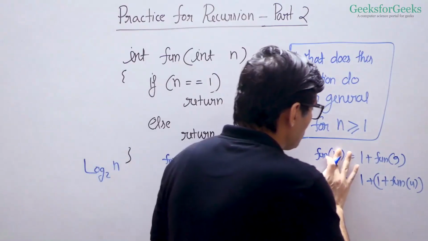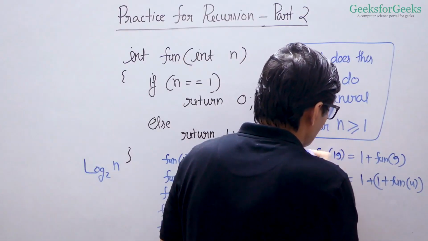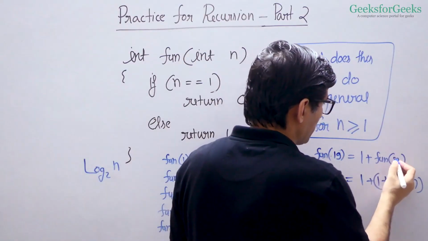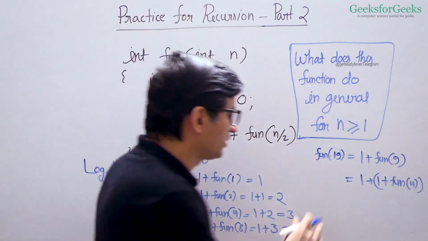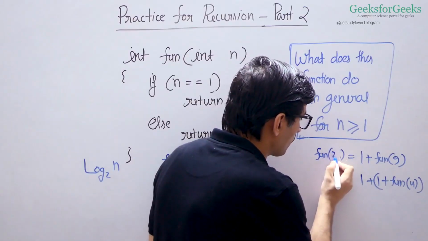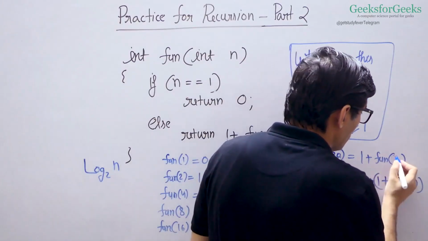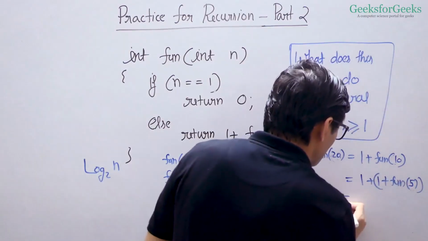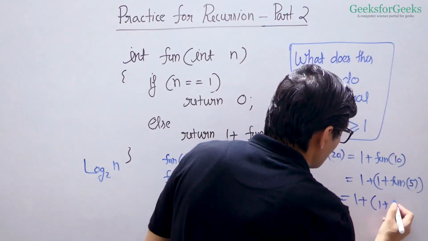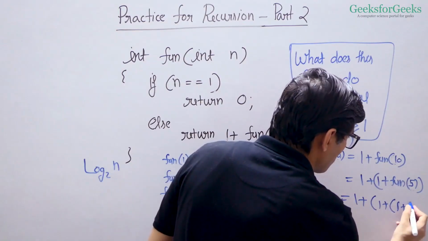Now what happens for 19? You get 1 plus fun9 again, and you again get the same answer. For 20, you will get 1 plus fun10, and fun10 is going to call 1 plus fun5, and then it's going to call 1 plus fun2.